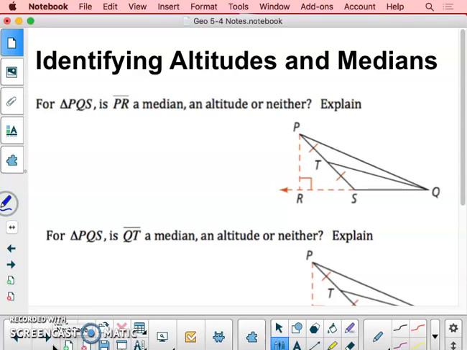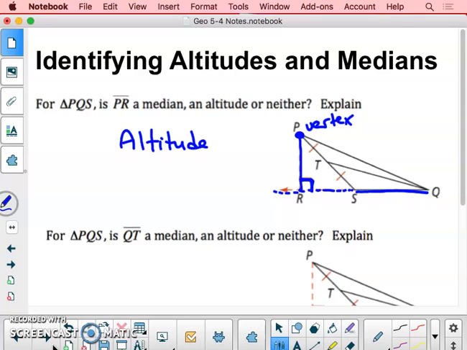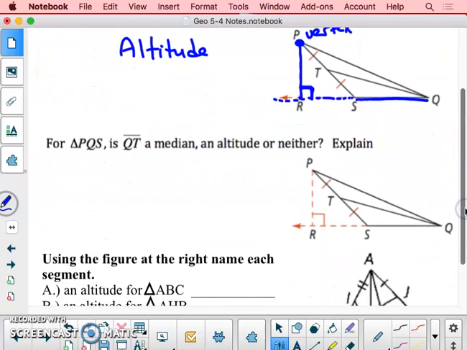Looking at vocab and understanding what types of segments we have. For triangle PQS, is PR a median, an altitude, or neither? I'm going to highlight PR and look at its endpoints. One endpoint is a vertex. One endpoint is a 90-degree box. Even though this one never really touches QS, what this box means is that it's perpendicular to QS. Like I said, altitudes or heights of triangles can be outside the triangle, which makes PR an altitude. When the endpoints are one vertex and one box on the other side, it's going to be an altitude, unless it's a perpendicular bisector, which is something we have already talked about.